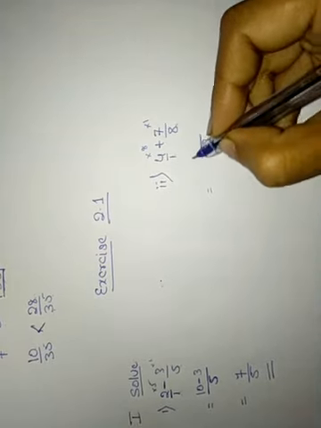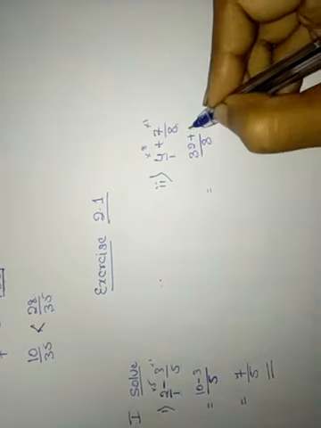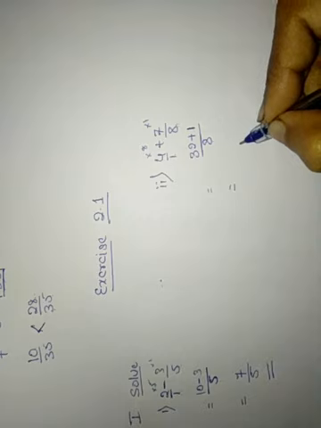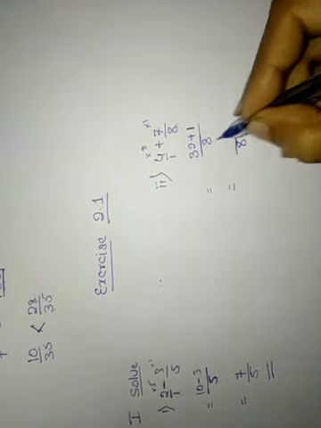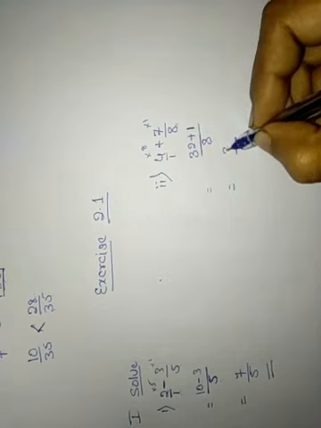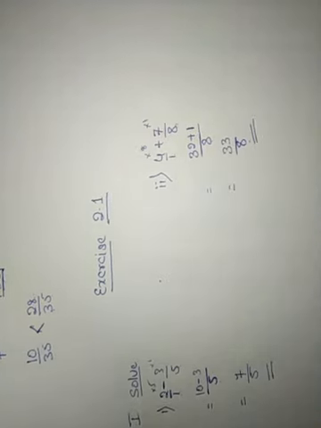4 8s are 32 plus 7 1s are 7. I will keep the denominator value, that is 8, as it is. 32 plus 1 gives 33. This is the required answer.